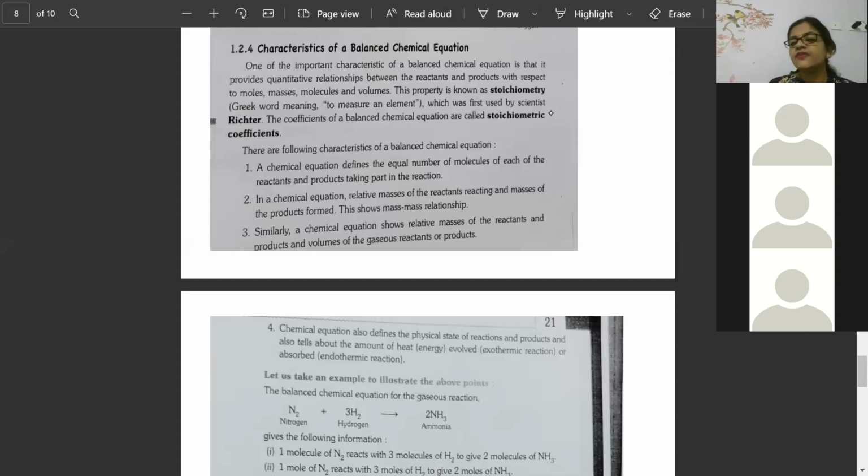Okay, beta. You know what is relative atomic mass of water? See, the mass of any substance with respect to the mass of water, that will come as relative atomic mass. Okay, that comes under relative atomic mass. But beta, here we are talking about relative mass, not atomic mass, relative mass.